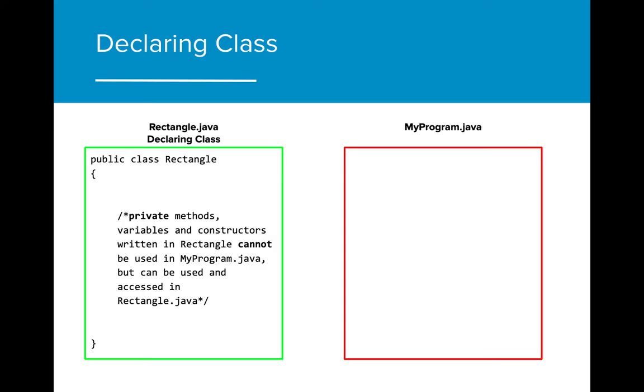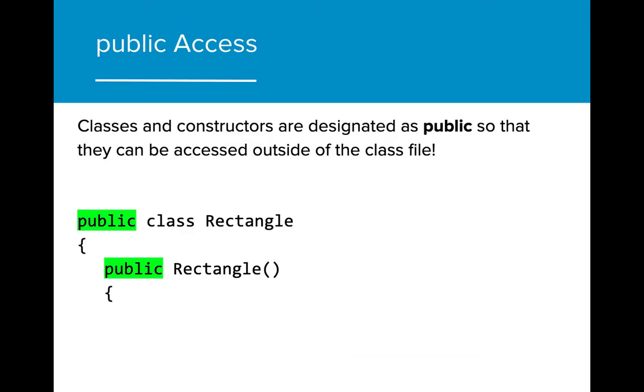When a method or variable is considered private, it cannot be used in other files and can only be called within the file that it was declared in. myprogram.java cannot use or call any private methods or variables created in rectangle.java directly.